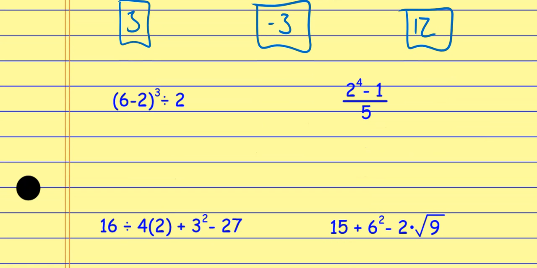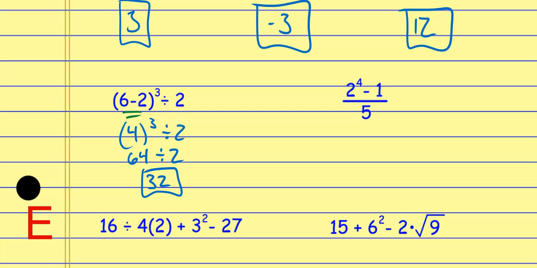If I look at something like this guy, order of operations, in IRMDAS, inclusion symbols are like parentheses, brackets, braces, absolute value. So I start inside the parentheses. Inside the parentheses, I do this subtraction first. That gives me a 4. And now everything inside the parentheses is done, so all I have is an exponent and division. I do the exponent first. That's a 64. And now I do the division. That's a 32.